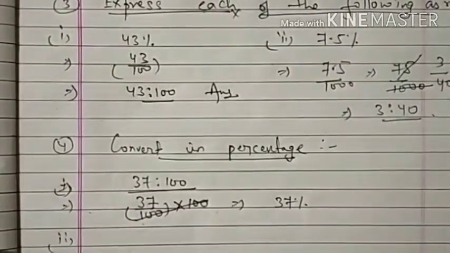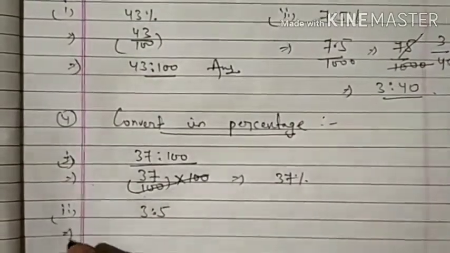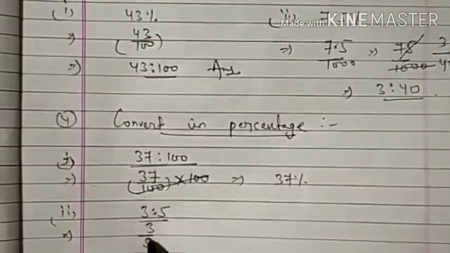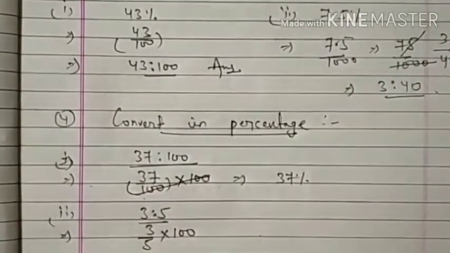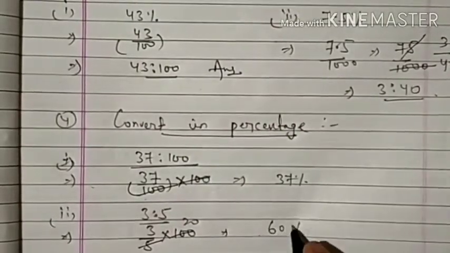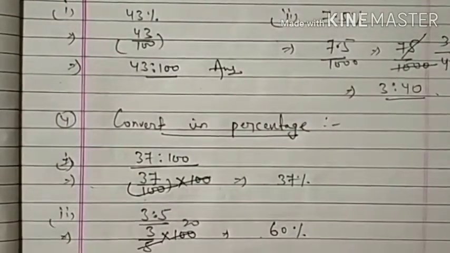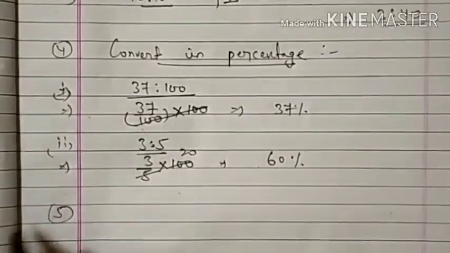Let's move on to the second question. 3 ratio 5. So what can we write? 3 ratio 5 can be written as 3 by 5. And to convert a fraction into a percentage, what do we do? We multiply it with 100. So 5 will divide 100 20 times, and 20 times 3 is 60%. I hope it is clear to everyone. Let's move on to the next question.